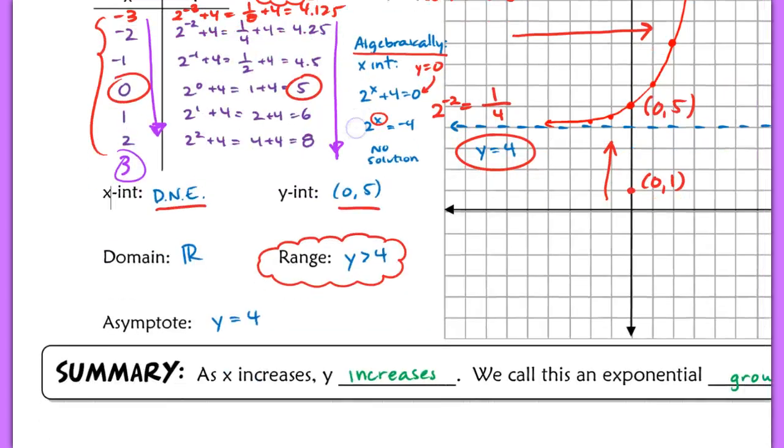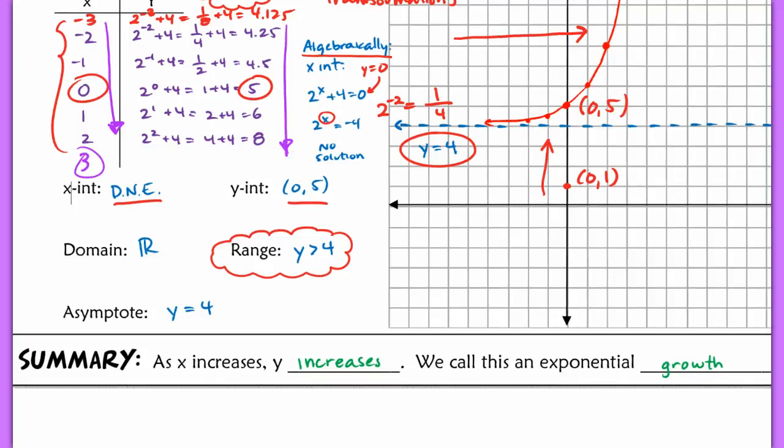The reason why it's called growth is because as you move in your x direction, the y increases. It grows. So this is why it's called exponential growth. Hopefully that makes perfect sense.